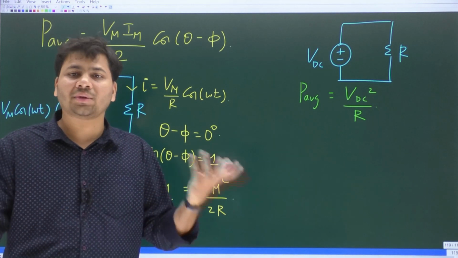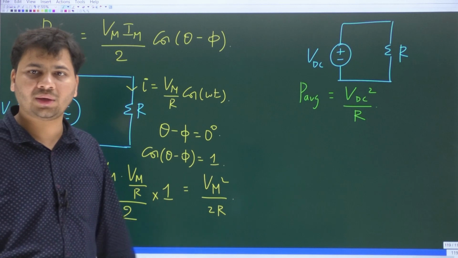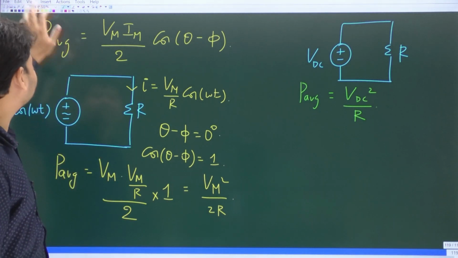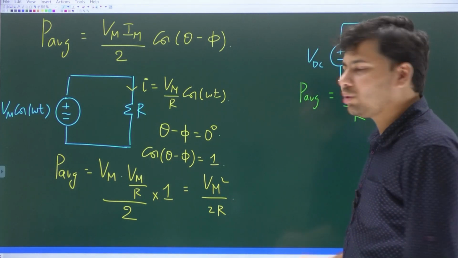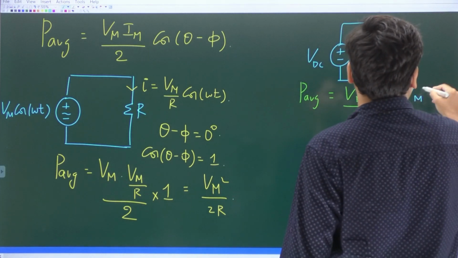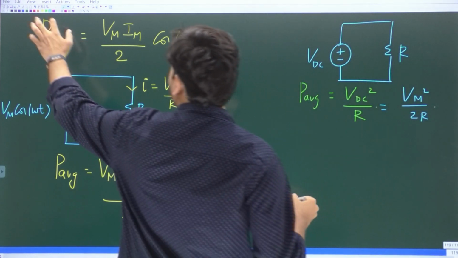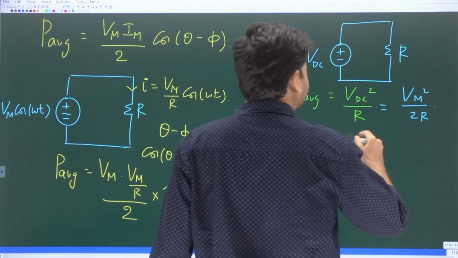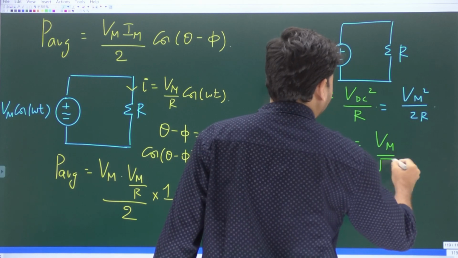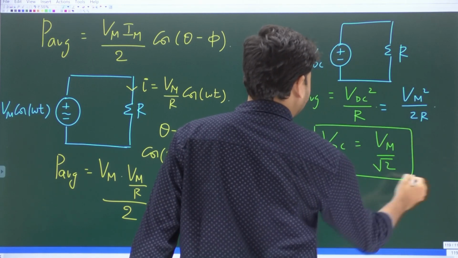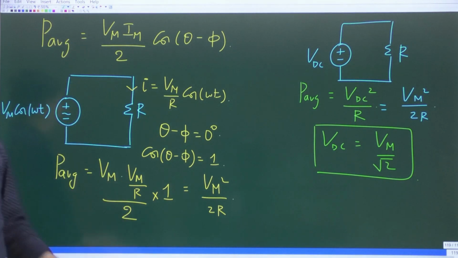For the resistor to have the same heating effect, in both the cases the average power dissipated by the resistor must be the same. That means this V DC square by R must be equal to this Vm square by 2R. Clearly R and R will get cancelled. When R and R get cancelled, V DC will be equal to Vm by root 2.